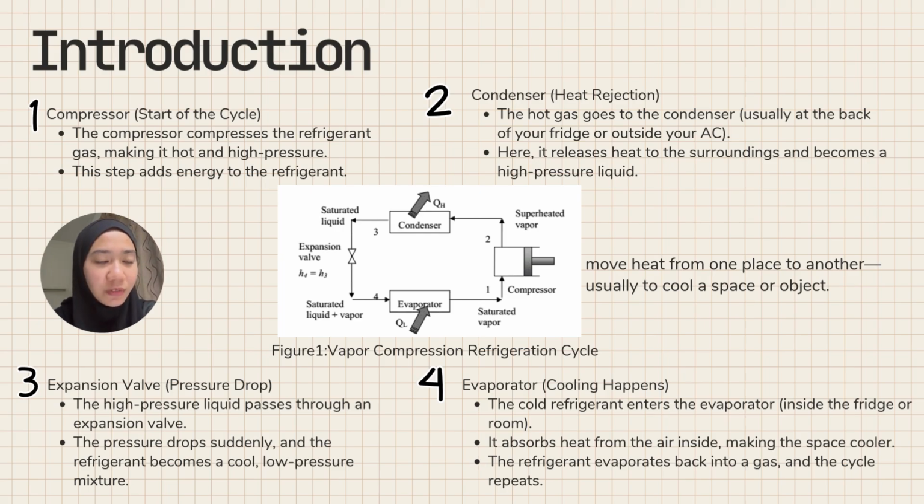And then lastly, the evaporator. This is where the cooling happens. The cold refrigerant enters the evaporator inside the fridge or room. It absorbs heat from the air inside, making the space cooler. The refrigerant evaporates back into a gas and the cycle repeats.